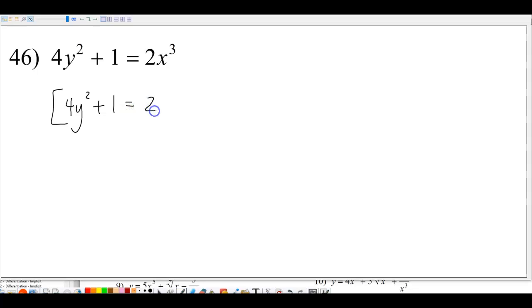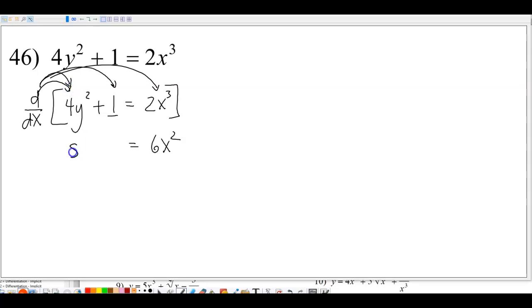It's an implicit function, and that means that the y is not by itself. And when that's the case, we start off like this. Now we're going to take the derivative of each piece. So the derivative of 2x cubed is going to be 6x squared. The derivative of 1 is 0, so that's just going to go away. And the derivative of 4y squared, well, that's going to be 8y. But remember, when this variable doesn't match this variable, we end up getting a y prime being multiplied.